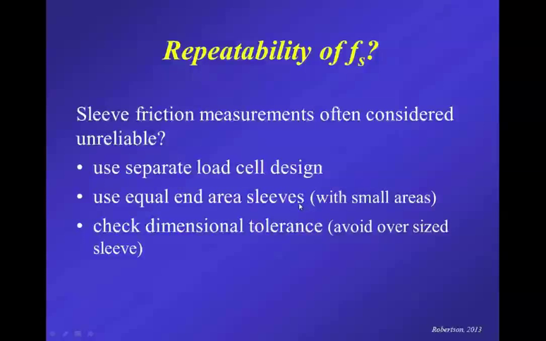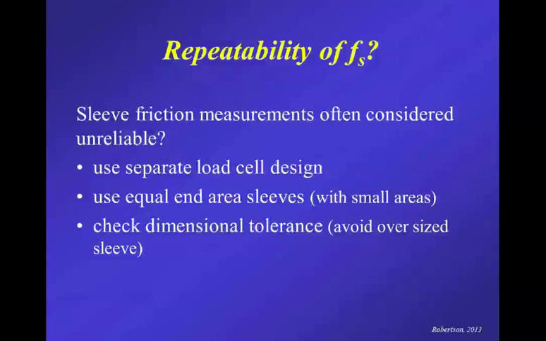So for improved accuracy, experience has shown that if you have cones with separate load cells and equal end area sleeves, especially with small areas, and you check the dimensional tolerances, in other words you avoid oversized sleeves, then you can get very repeatable sleeve friction measurements as well. Now, why is this important? Sleeve friction is not used a great deal in interpretation.